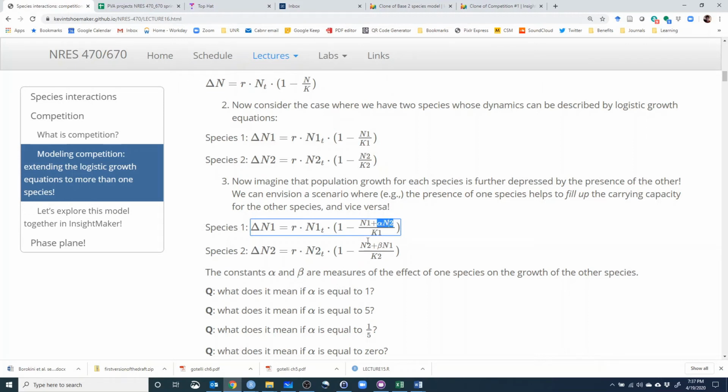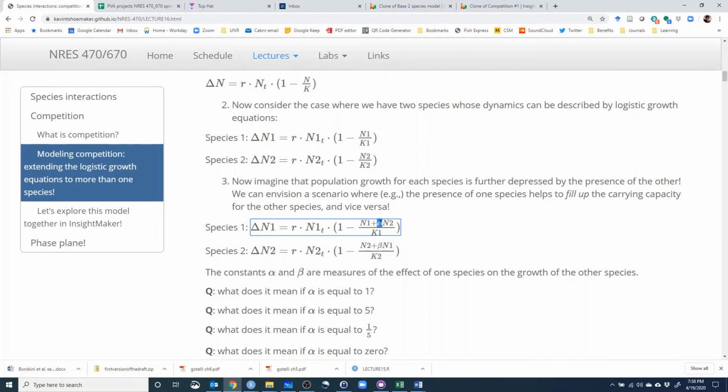What if alpha is equal to 1? If alpha is equal to 1, then species 1 and species 2 are indistinguishable in the degree to which they use up carrying capacity for species 1. Any individual of species 2 or species 1 both uses up carrying capacity equally, right?